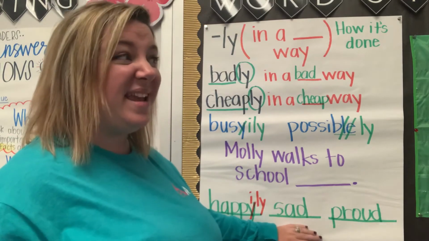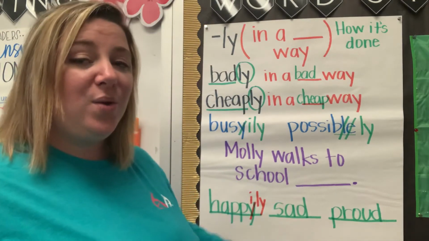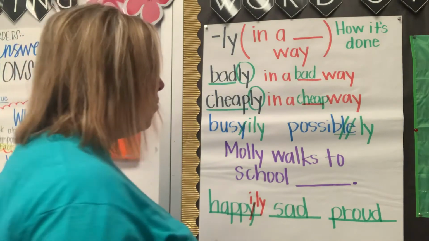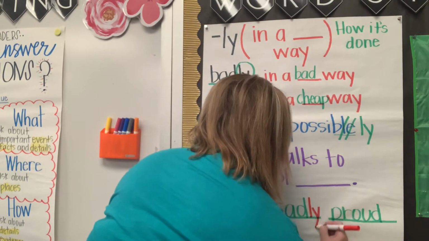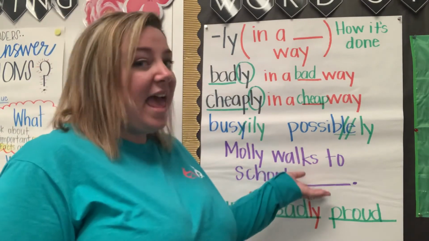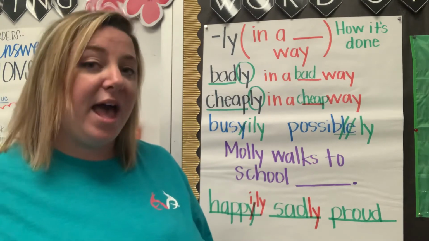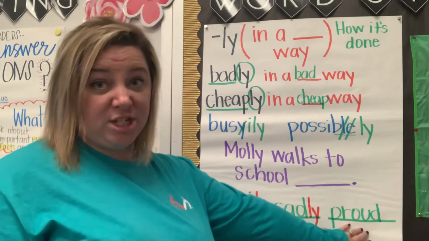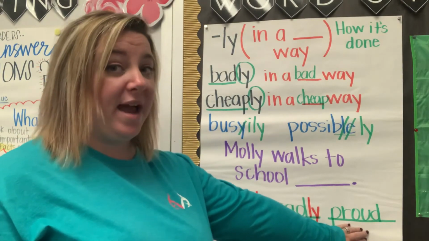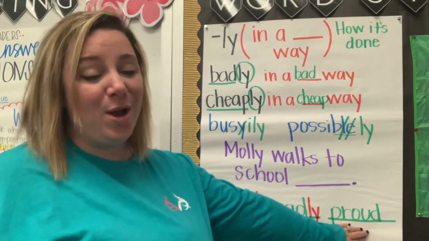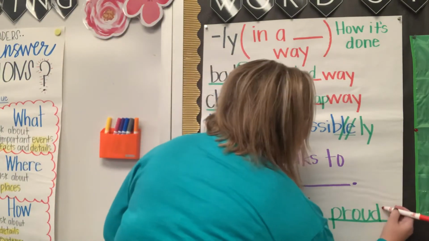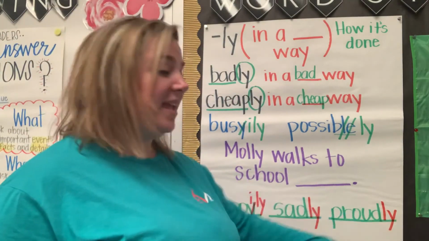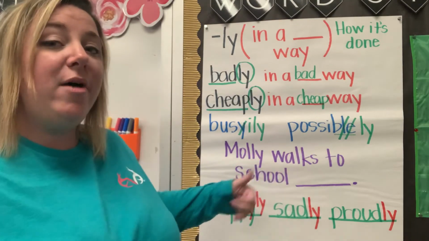Very good. Okay, now I want to talk about maybe she's walking sad. She's walking in a sad way. So what do I need to do? Very good. I need to add that ly. Sadly. She's sadly walking to school. So how is she walking? In a sad way. Now, she's been working really hard on her project and she's very proud. So she's walking in a proud way. When I add ly to my word, proudly, now she's walking proudly.